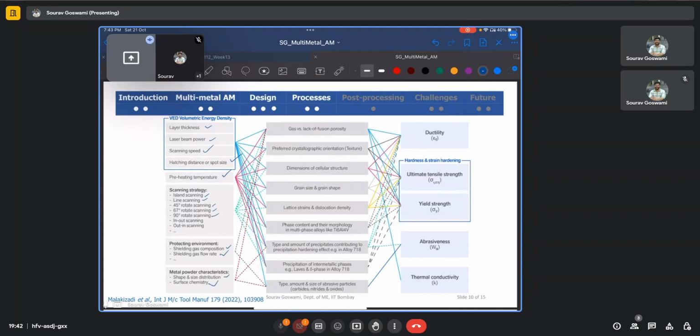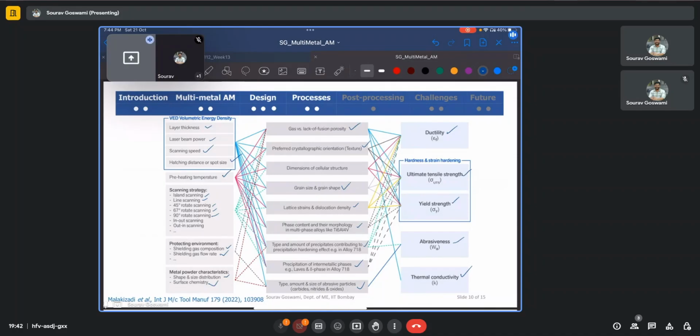Then certain phenomena such as the gas porosity or the lack of fusion porosity, the texture or the preferred crystallographic direction, the grain size and the grain shape, the lattice strains, the phases, the amount of precipitates, the intermetallic phases, as well as the abrasive particles generated are decided. Again, a combination of these will finally define the material properties such as the ductility, the tensile strength, the yield strength, the abrasive resistance or the abrasiveness, and also the thermal conductivity.